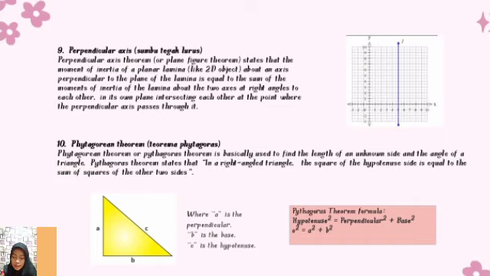We can see A side, B side, and C side. A is the perpendicular, B is the base, and C is the hypotenuse. The formula for Pythagoras theorem is hypotenuse to the power of 2 equals perpendicular to the power of 2 plus base to the power of 2. And we get C to the power of 2 equals A to the power of 2 plus B to the power of 2.